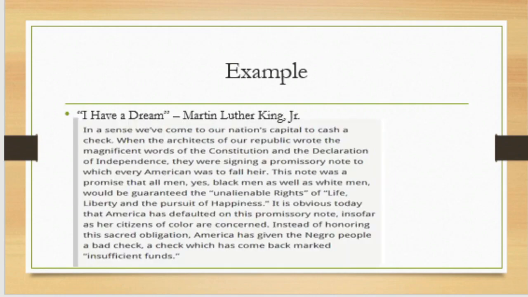Next is this from Martin Luther King Jr. We all know this, the I Have a Dream speech of Martin Luther King. I will just read it for you.